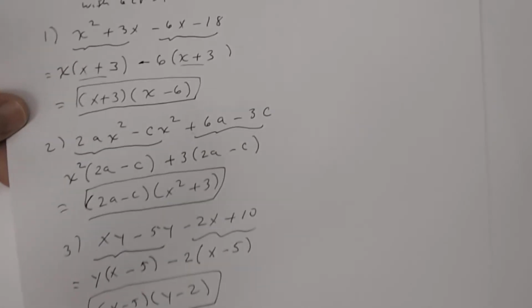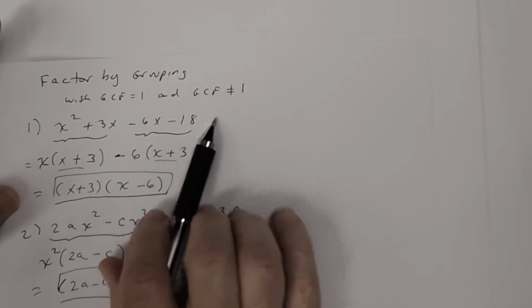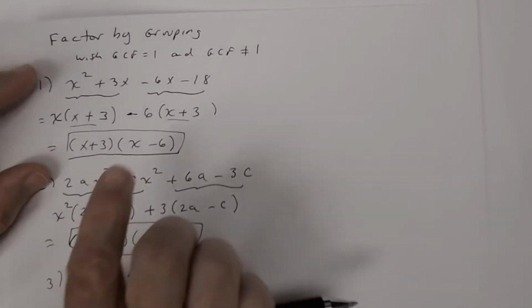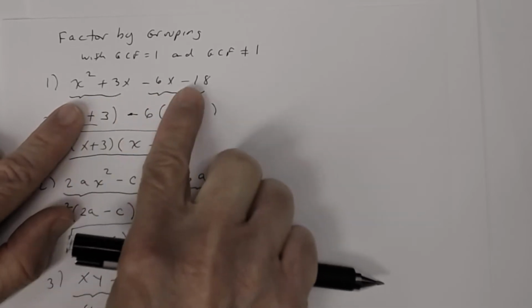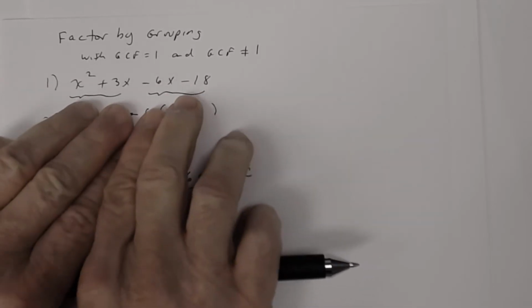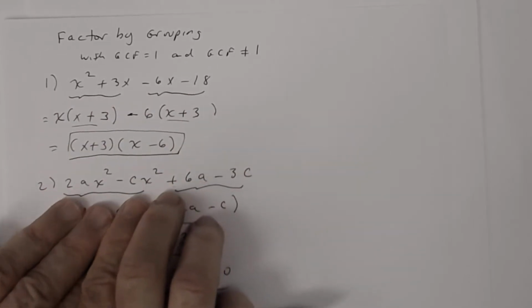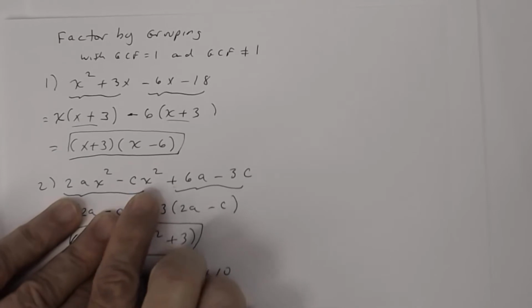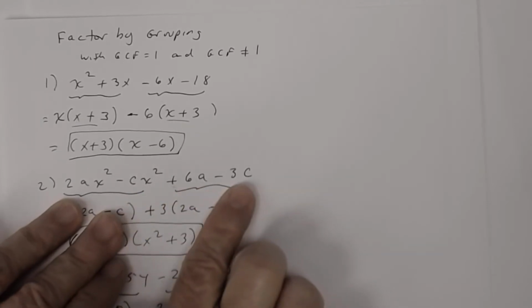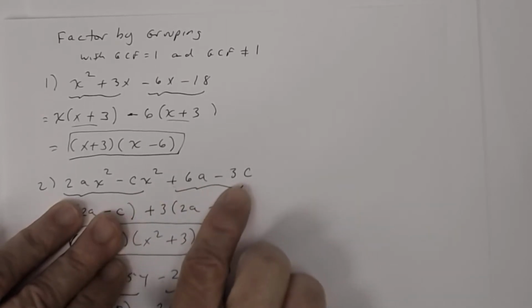Now let's look at number 4. So now what we're going to look at is situations where the GCF is not 1. So if you look at all 4 terms right here, the GCF of all 4 terms is 1. Okay? Over here, the GCF of all 4 terms, 2ax squared minus cx squared plus 6a minus 3c, is 1. Each term, they don't have a common factor other than 1.